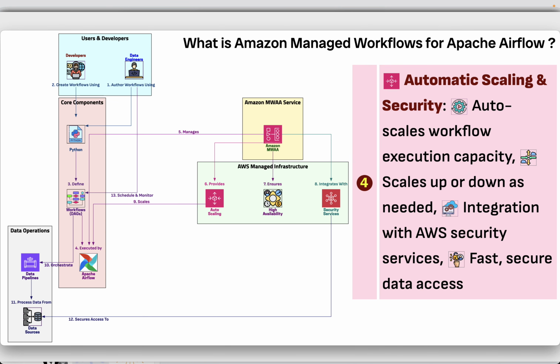AWS takes care of making sure it is scalable, always available, and secure. Amazon Managed Workflow for Apache Airflow automatically scales its workflow execution capacity up or down to meet your needs. It also works with other AWS security services to give you fast and secure access to your data.